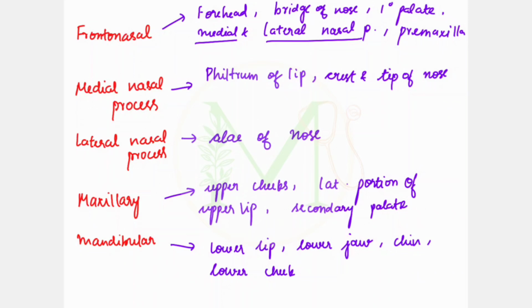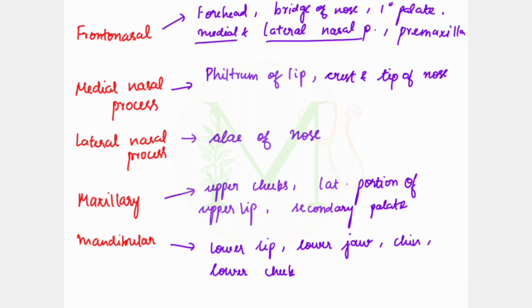So let's revise this again. Each one of these are potential MCQ questions. They can ask like philtrum of lip is derived from, or tip of the nose is derived from, or secondary palate and primary palate is derived from. So now let's revise this.